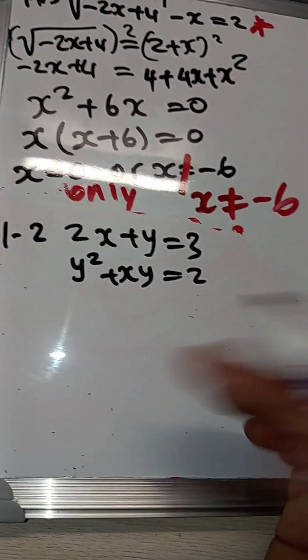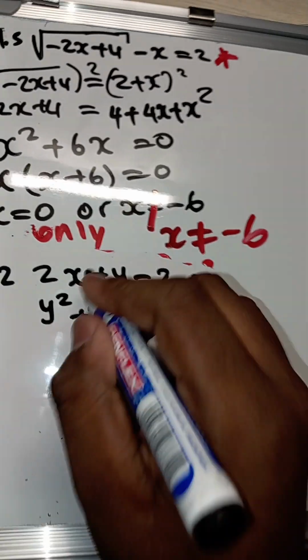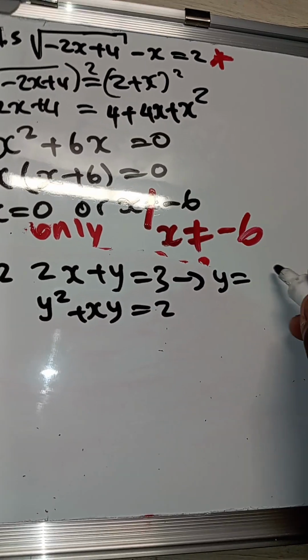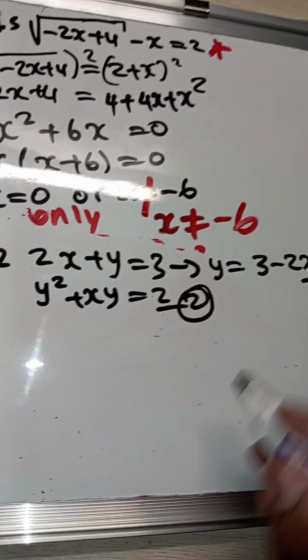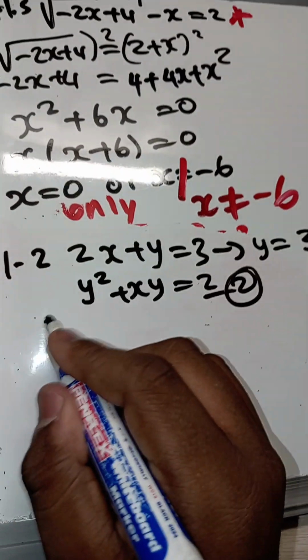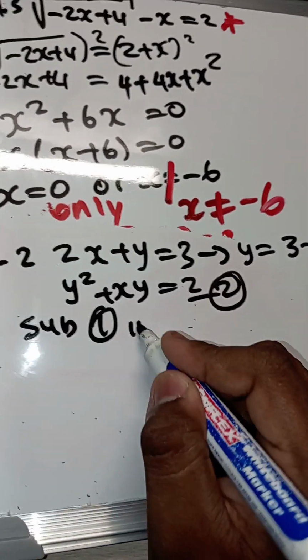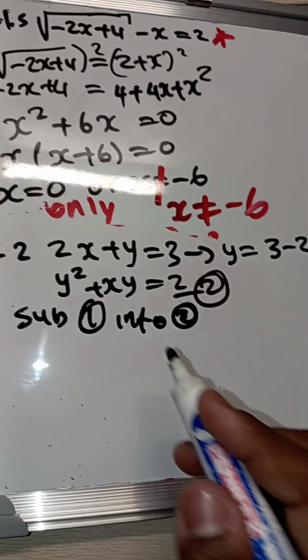Now you obviously know that under simultaneous equations you must just make x or y the subject. I can start here and say y equals 3 minus 2x. Then this is my equation 1. This is my equation 2. Since y is the subject, I'm just going to substitute 1 into 2. So what is going to happen now?